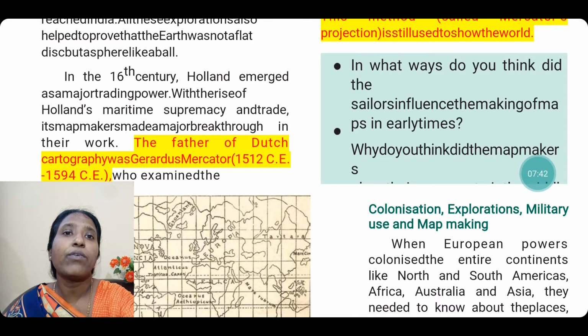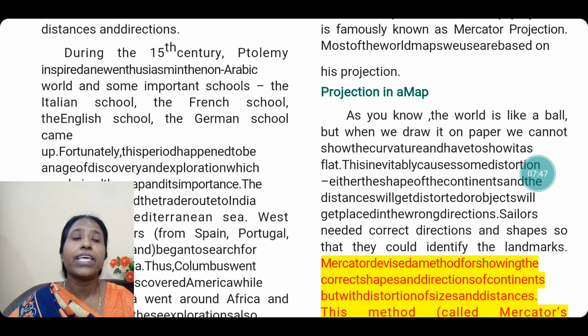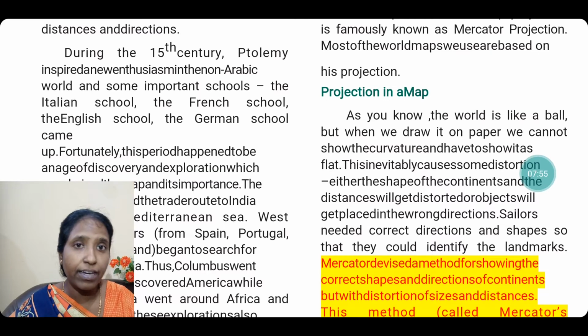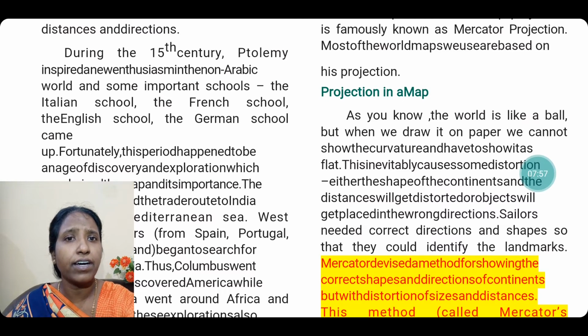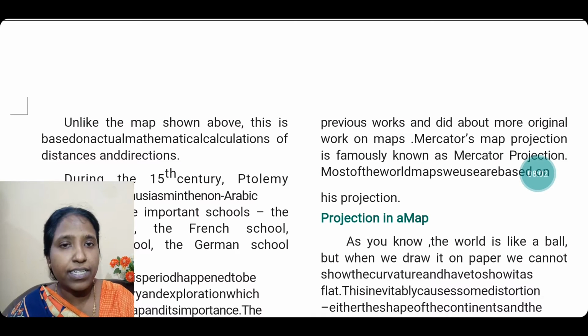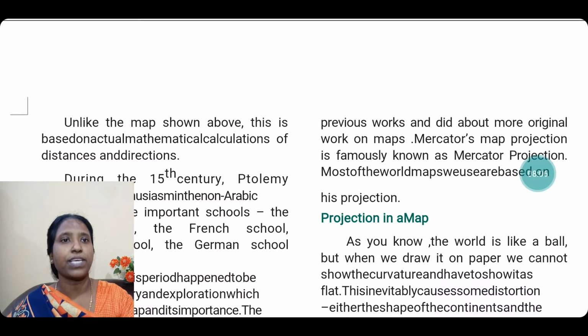Okay, so when you need to explore the world, you need to have a right picture of what is there. Where is that? Is it in the sea? They need to have a right picture. So they started making the maps. And then when the land route to India was blocked, people started searching for a sea route, and that is where more and more explorations took place.